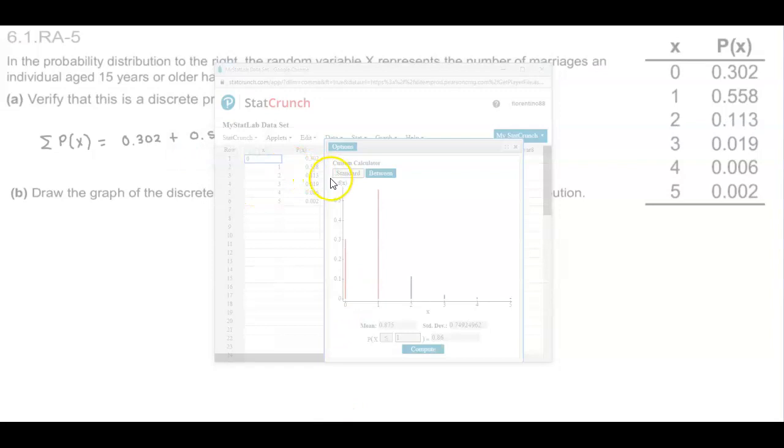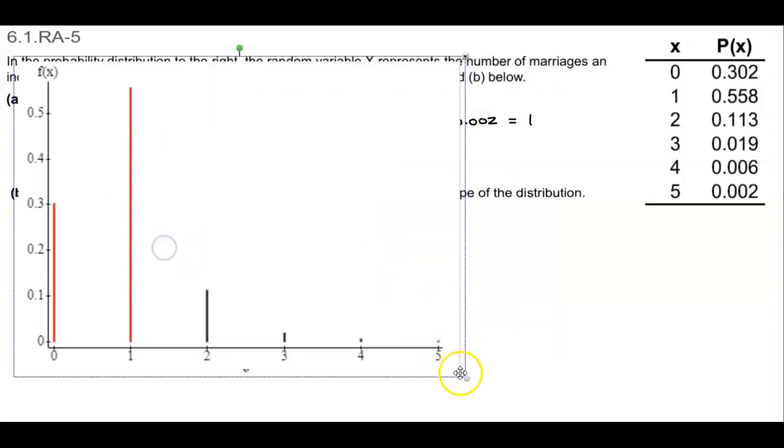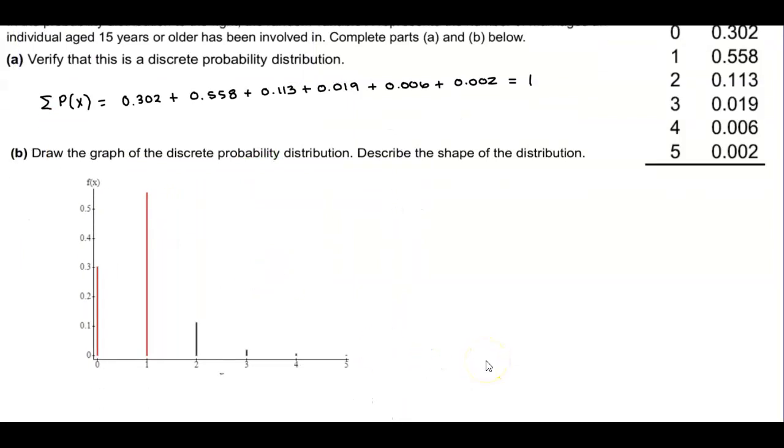Let's copy this graph. Recall, and we want to make sure we note this, that the vertical axis represents the probability, and the horizontal axis is the number of marriages. So now we have the graph of our discrete probability distribution.